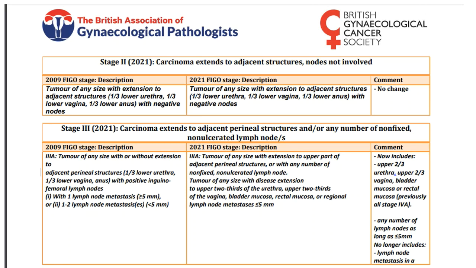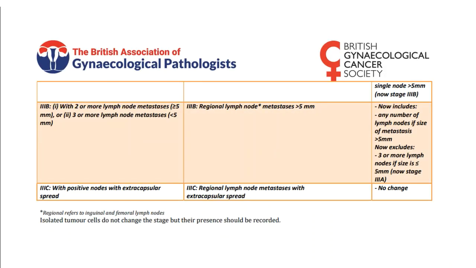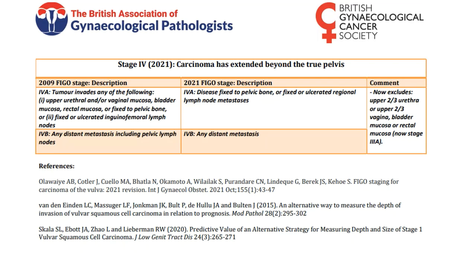Stage 3, in 2021, includes the tumors which invade the upper 2/3 of the urethra, upper 2/3 of the vagina, bladder mucosa or rectal mucosa. All were previously under stage 4A. Any number of lymph nodes, as long as metastases are less than or equal to 5 mm, should be included here. 3B now includes any number of lymph nodes if the size of the metastases is more than 5 mm. It now excludes 3 or more lymph nodes with size less than or equal to 5 mm, now considered as 3A. 3C, no change from the 2009 classification. Any distant metastasis is considered as 4B.